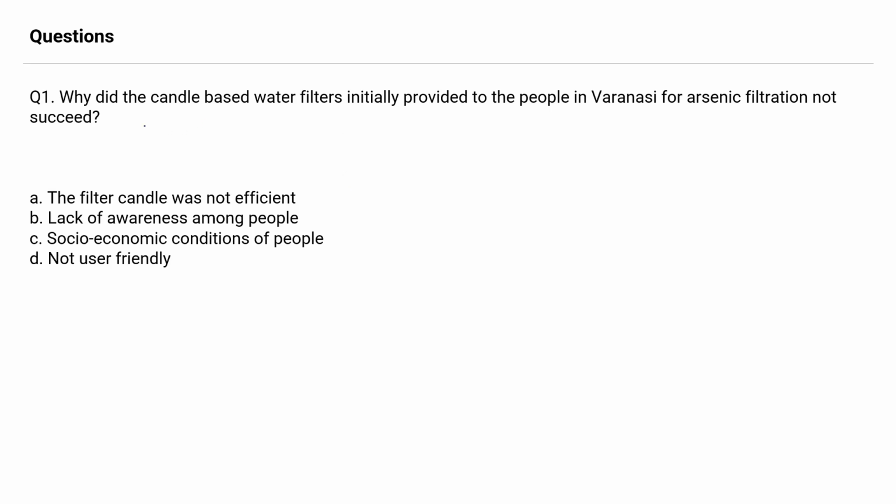So the question is, why did the candle-based filters initially provided to the people of Varanasi for arsenic filtration not succeed? Remember we were seeing the image of a steel container, a cylindrical one. We are basically referring to that. The options are: the filter candle was not efficient, lack of awareness among people, socio-economic conditions of the people, and not user friendly. Take your time, think about it. What could be the right answer? And please let me know.